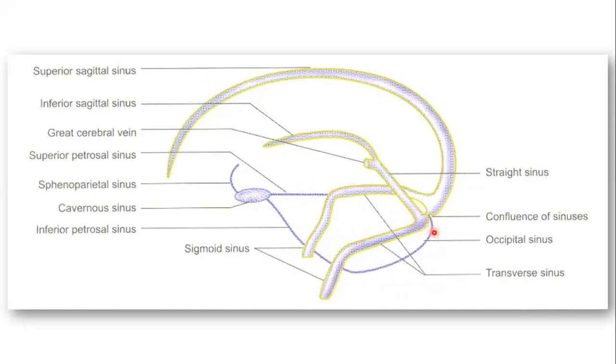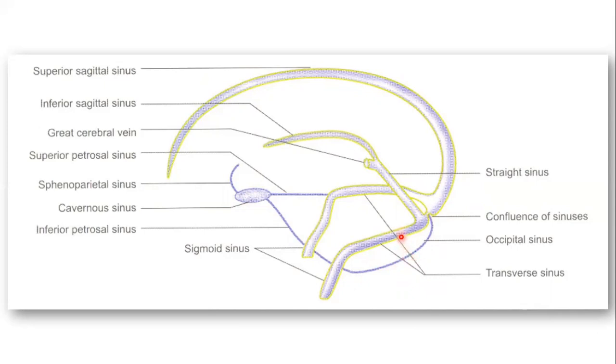And here we also have the occipital sinus. This is the occipital sinus, you see. This occipital sinus also drains into the confluence of the sinuses. The occipital sinus runs along the attached margin of the tentorium cerebri and drains into the confluence of the sinuses. The occipital sinus also has a communication with the cavernous sinus. You see this.